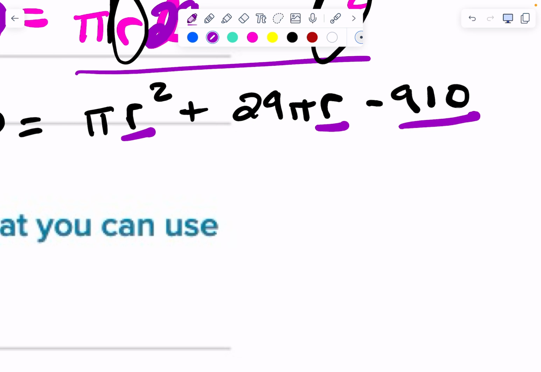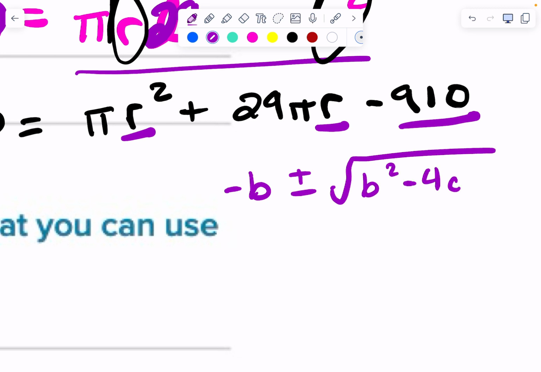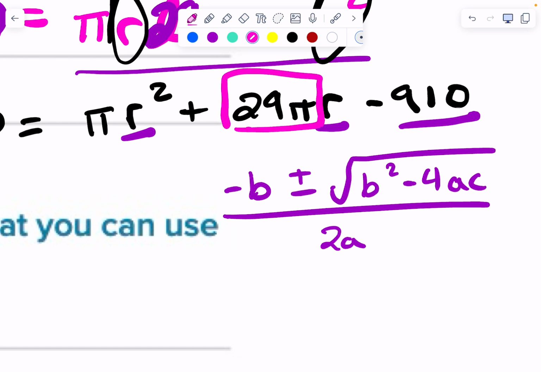How about the quadratic formula? Negative b plus minus square root of b squared minus 4ac, all over 2a. This is all from algebra. You hate this. Okay, what is b? B is 29 pi. So negative 29 pi. Follow along. What is b squared going to be? What's 29 pi squared? Somebody take 29 times pi, enter, and then square it.